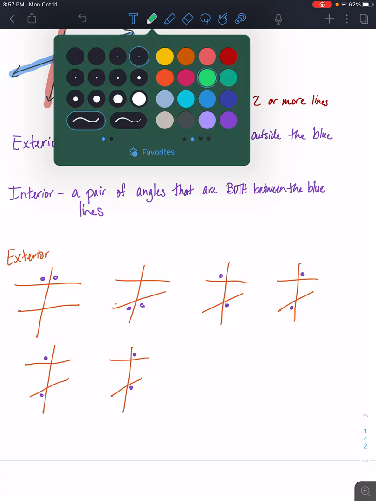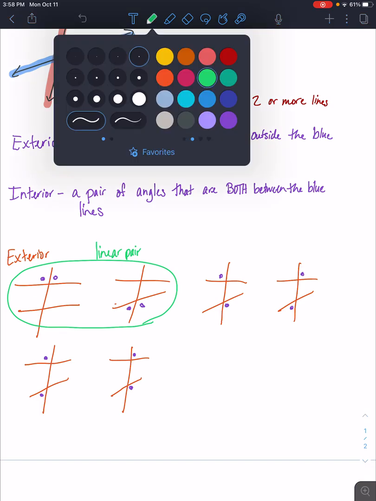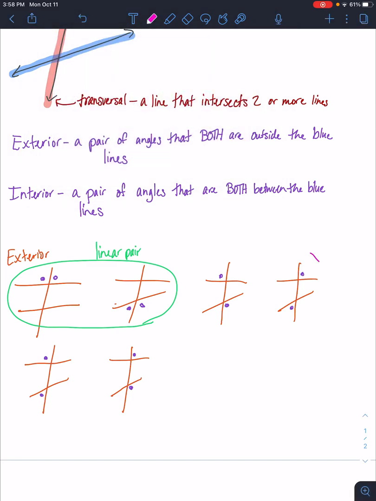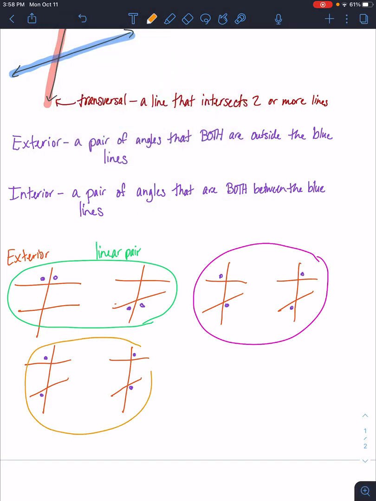So the first one, the first grouping, the ones that are right here, we already know what this pair of angles is called, and that's because of the line that they form right here. There are 2 angles that are next to each other that form a straight line, so these are a linear pair, which is a vocab word that we learned about back in Unit 1. These are a linear pair. So then we have 2 other cases to consider. The first case would be these 2 right here, and the other case would be these 2 down below.